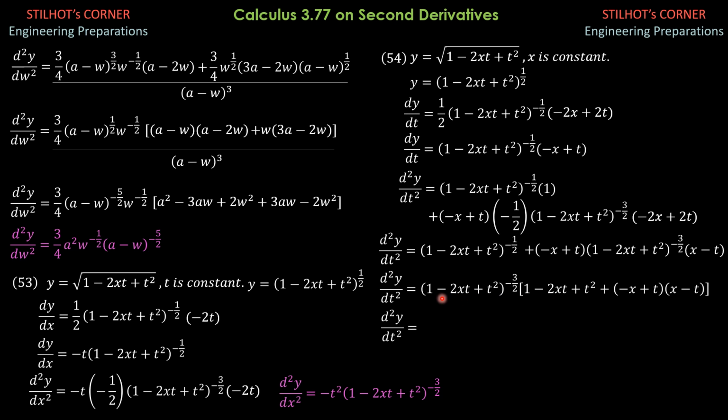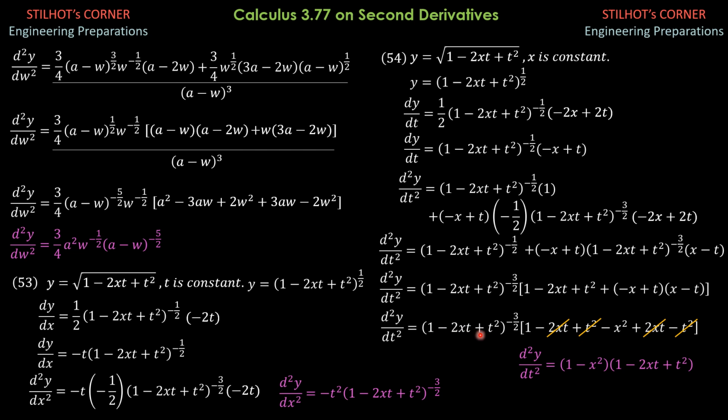Then simplifying this, so we copy quantity 1 minus 2xt plus t squared to the negative 3/2. Then we also copy 1 minus 2xt plus t squared. Then we have negative x squared, positive xt plus xt is 2xt, then negative t squared. So we can cancel negative t squared, negative 2xt. So what remains here is 1 minus x squared. Therefore, the second derivative of y with respect to t would be 1 minus x squared, then times this. So we just copy this. 1 minus x squared times 1 minus 2xt plus t squared to the negative 3/2.